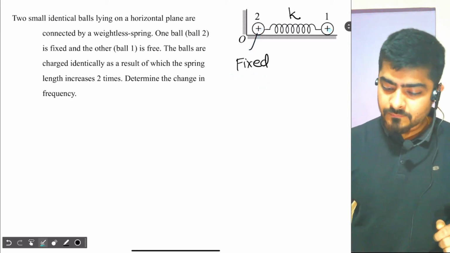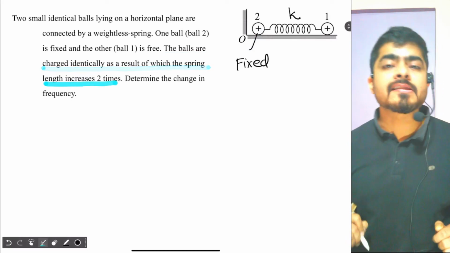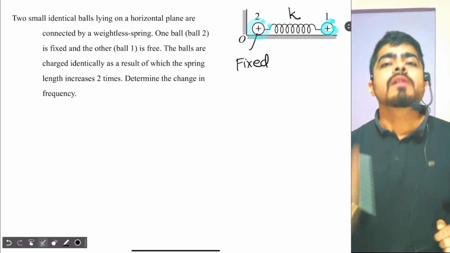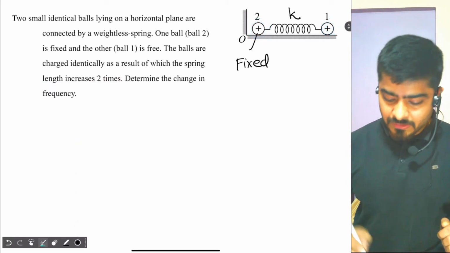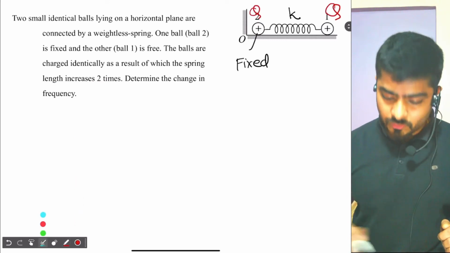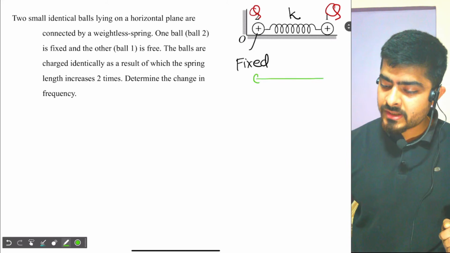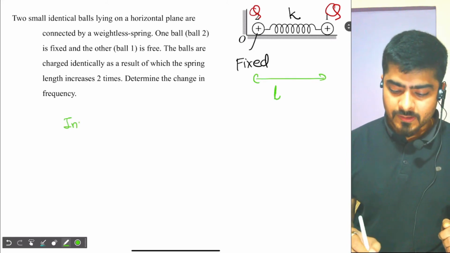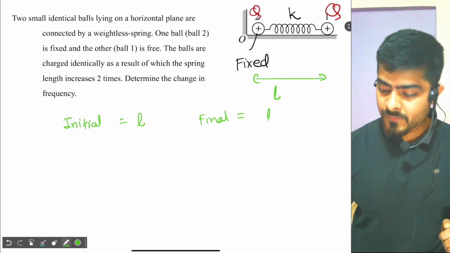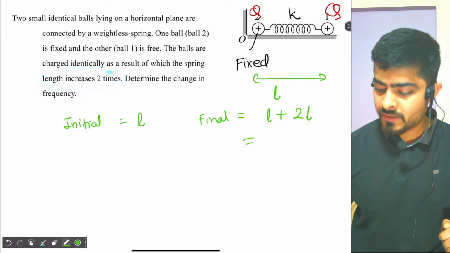Okay, the balls are charged identically, as a result of which the spring length increases 2 times. So initially the balls were uncharged, and now they are given equal charges. So let's say the charge given to them is Q for each of them. Okay, so due to which the length increases 2 times. So if the initial length is L, final length will be how much? L plus increases 2 times means 2L. So that will be equal to 3L.